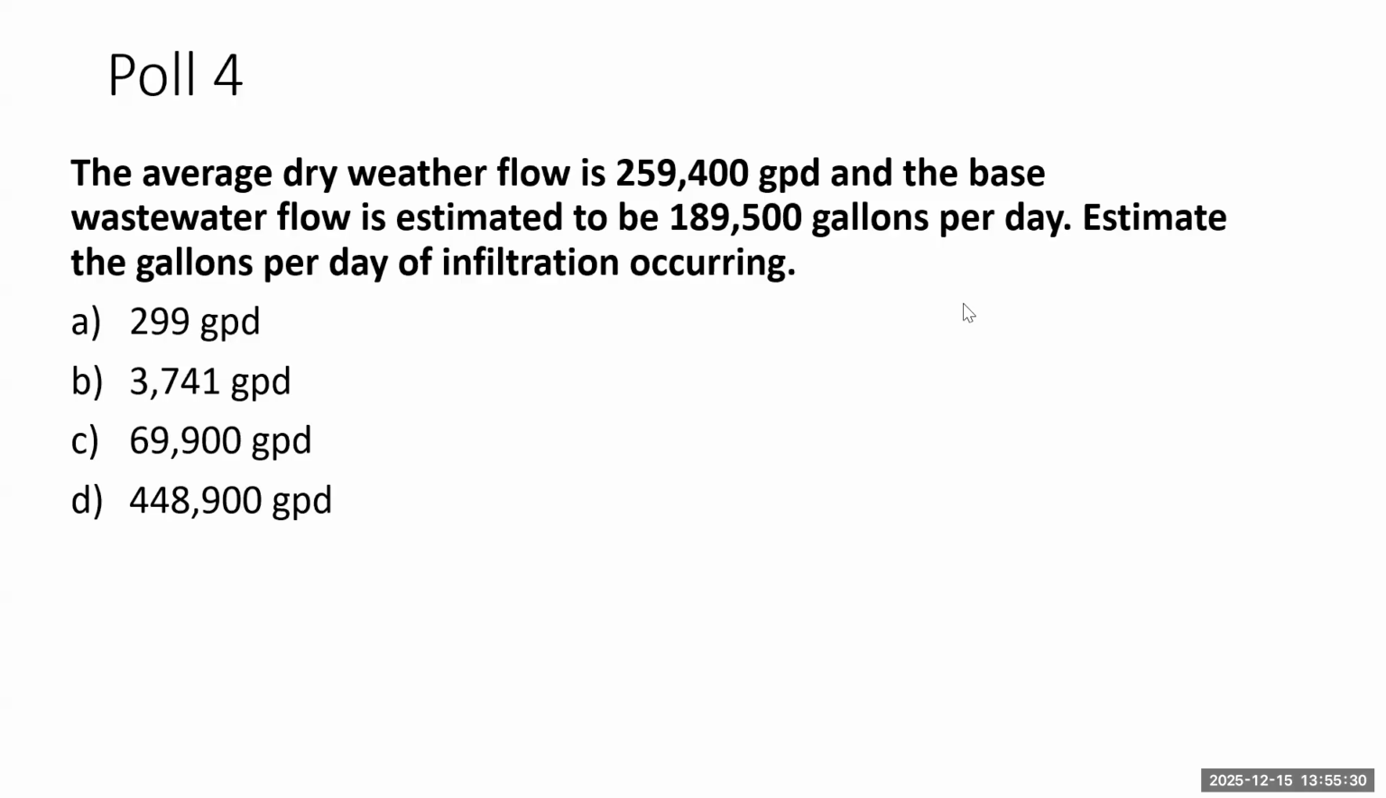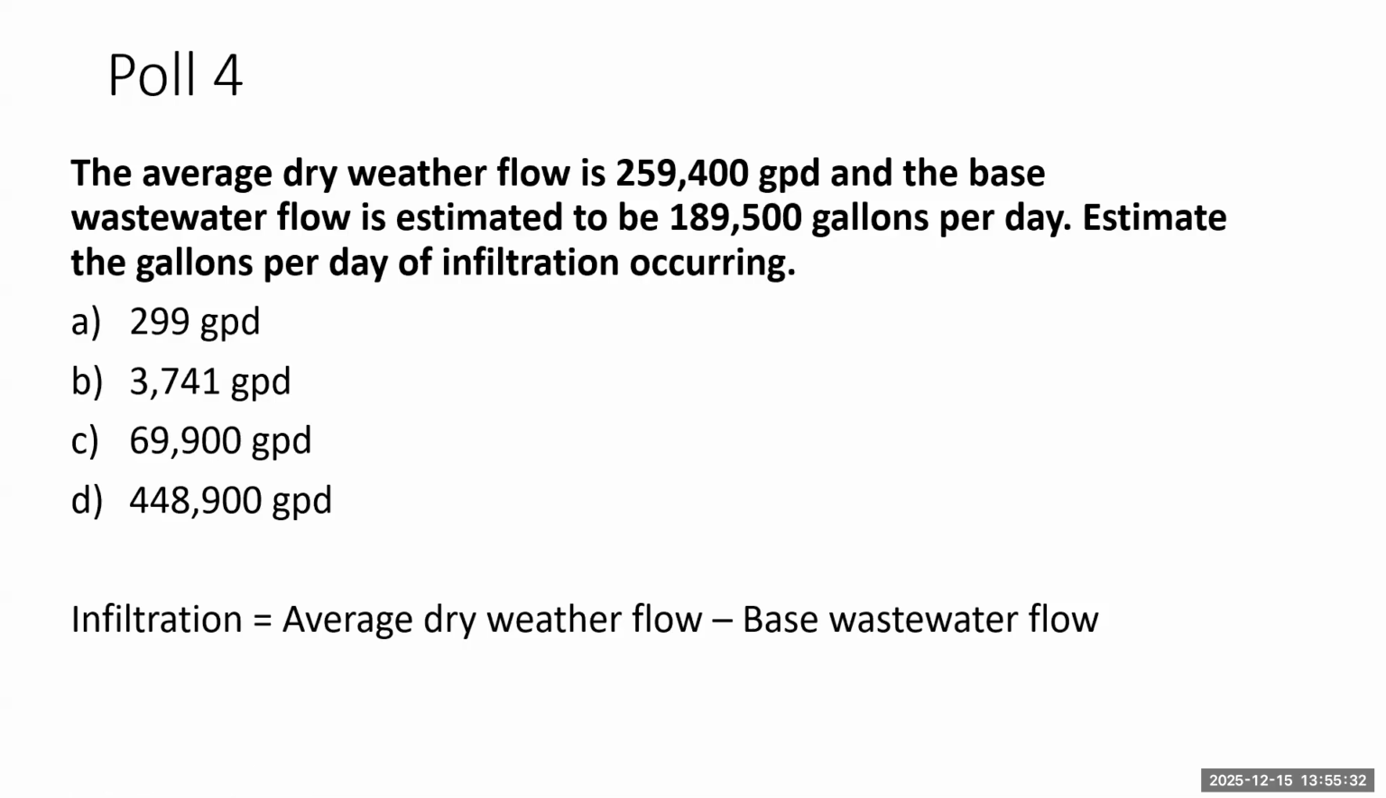And we can see the solution to that. We simply take the average dry weather flow and subtract the base wastewater flow, and we get an overall infiltration of 69,900 gallons per day coming into the system from infiltration, which is a significant amount and something that we often see in aging wastewater systems.